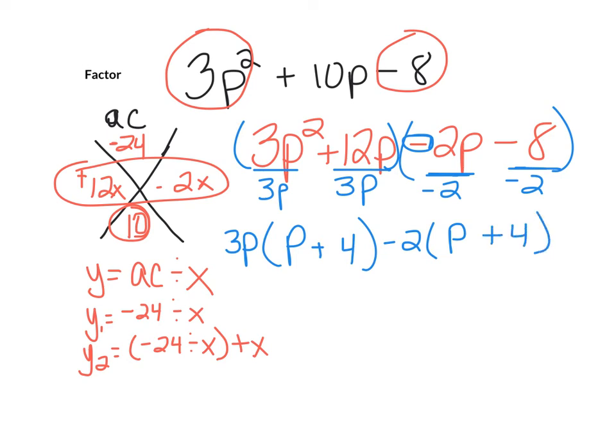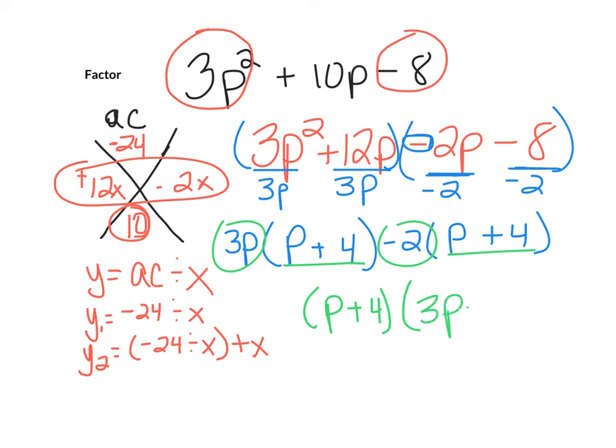Winner, winner, chicken dinner. I notice right here that those guys are the same, so I know that I'm doing it right. So let's pull that out. I'm going to have p plus 4, and what's left is 3p minus 2. So 3p minus 2 is going to be my second set of parentheses.